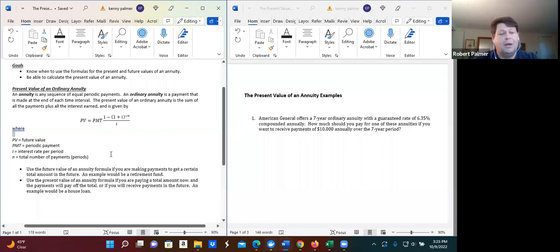Now, some guidelines on when to use which formula. Use the future value of an annuity formula if you're making payments to get a certain total amount in the future, for example, a retirement fund. But use the present value of an annuity formula if you're paying a total amount now, or if you bought something like a car or a house and the payments are made to pay off the total, or if you'll receive payments in the future. An example would be a house loan.